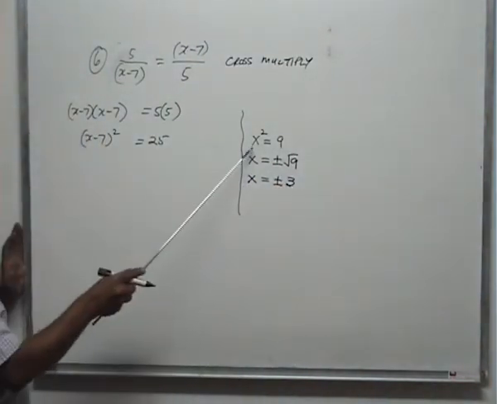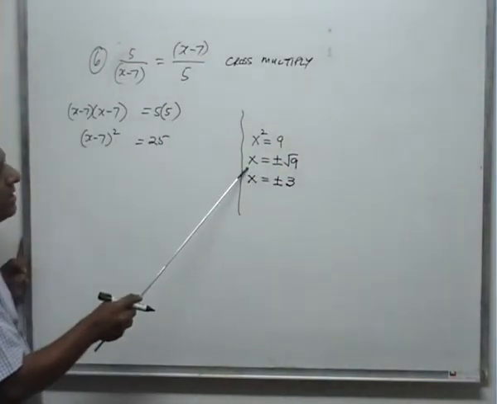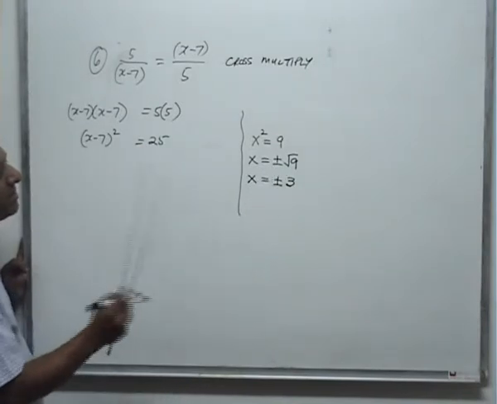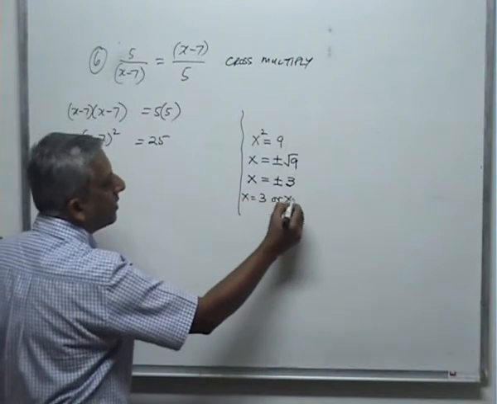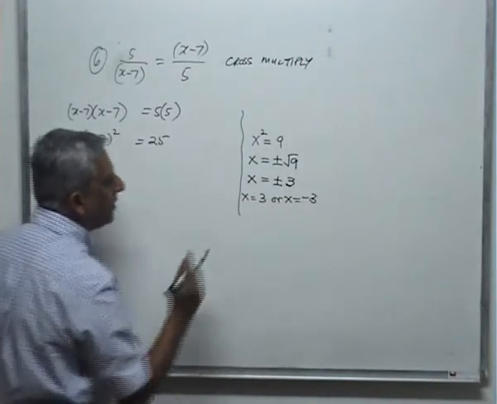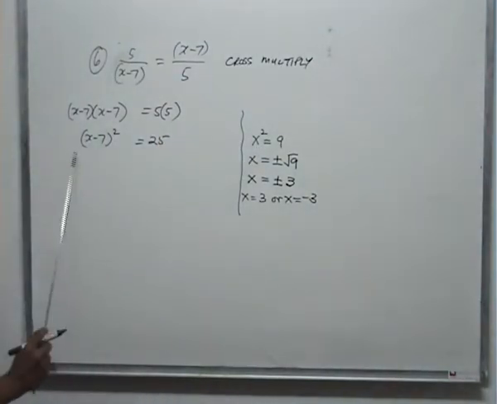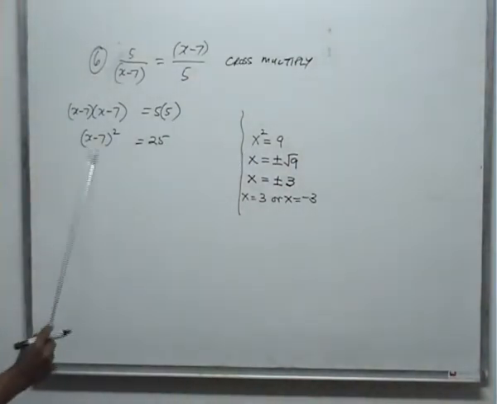Let's suppose you had an example like this, x squared is equal to 9. Then you are allowed to say that x is equal to plus minus square root of 9, which gives me plus minus 3. That means x is equal to 3 or x is equal to minus 3. So just like that, instead of x squared, now you got a bracket squared.